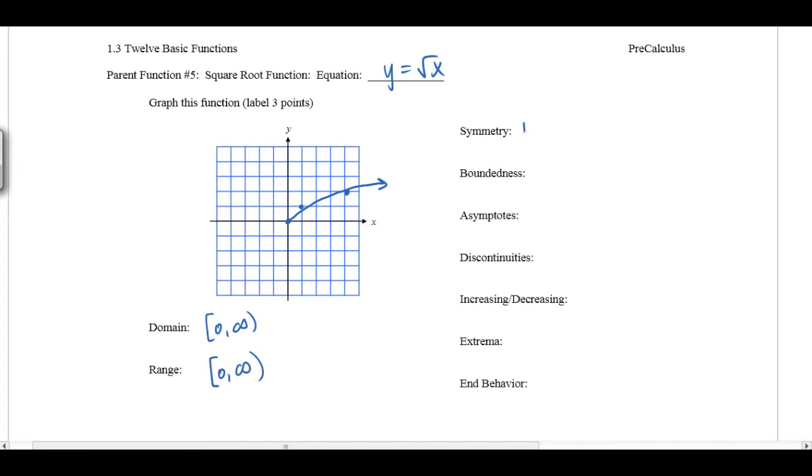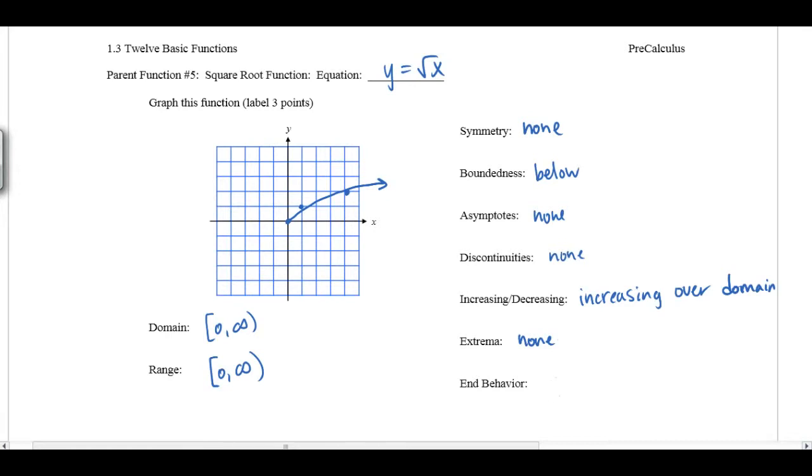The symmetry, there's none. Bounded below, notice that there's nothing below that point, so we will call it bounded below. Asymptotes, there are none. Discontinuities, there are none from when the graph starts, so no discontinuities over its domain. It is increasing over its entire domain. So I will say increasing over the domain. Extrema, there's none. And the end behavior, this is where it finally gets a little weird.